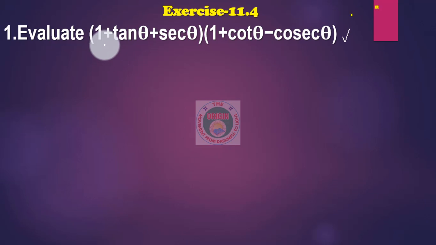Observe here, the first term and the second term. Two terms are under multiplication. The first term has tan and secant terms including 1, and the second term has cot and cosecant terms including 1. Now let's go for the solution.